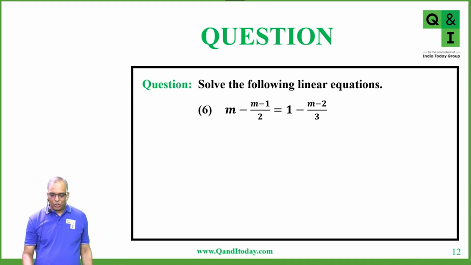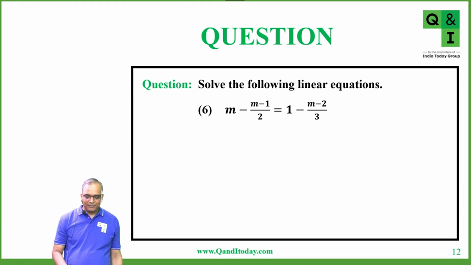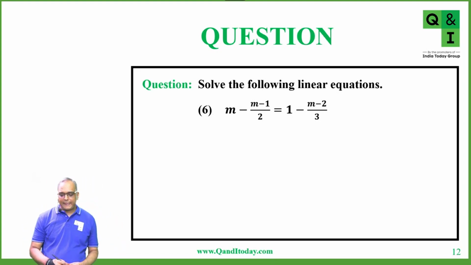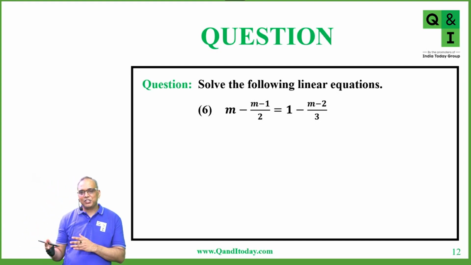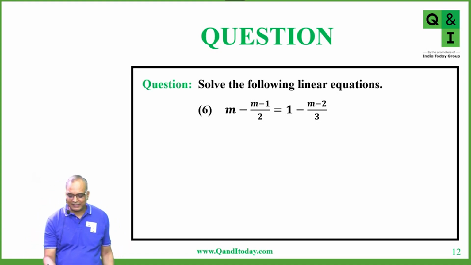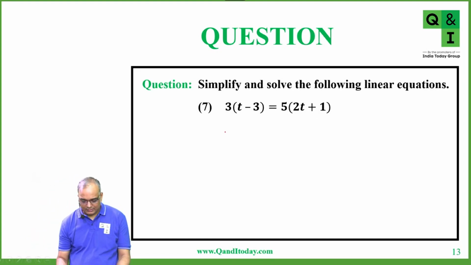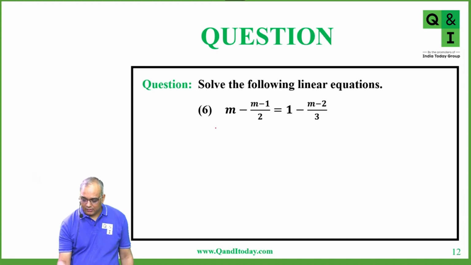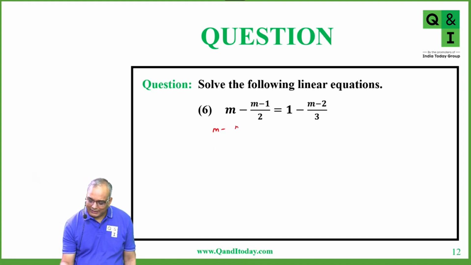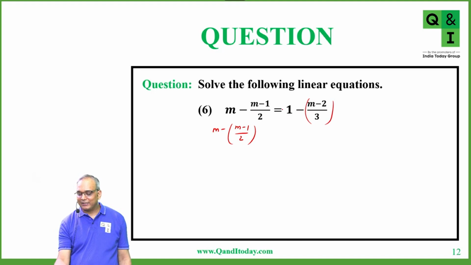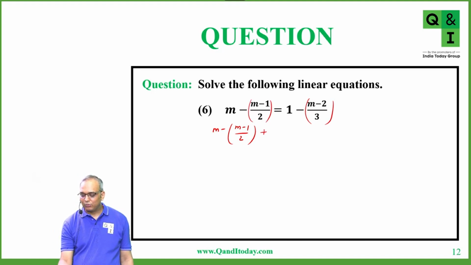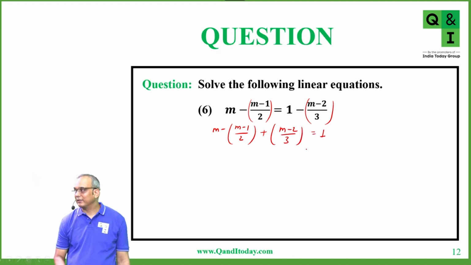So here we have to solve the following linear equation. The value of m is what we have to find. As I said, you have to bring negative of (m minus 2) by 3 from the right hand side to the left hand side. So we have m minus (m minus 1) by 2, I'll put it in the bracket so that we are more clear, and then negative of (m minus 2) by 3. This can be brought from right side to left side. It will become plus (m minus 2) by 3. This is equal to 1.